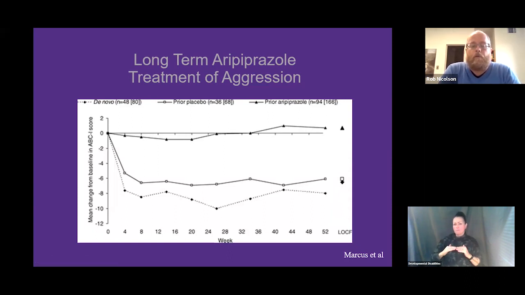But you can see for both those groups, there was sort of an initial improvement in aggressive behavior, and then it was sustained over the course of a year. So these are obviously all group averages. They don't tell us anything about individuals.